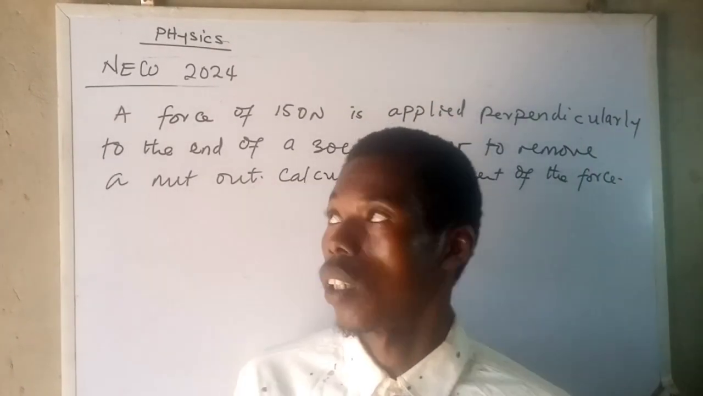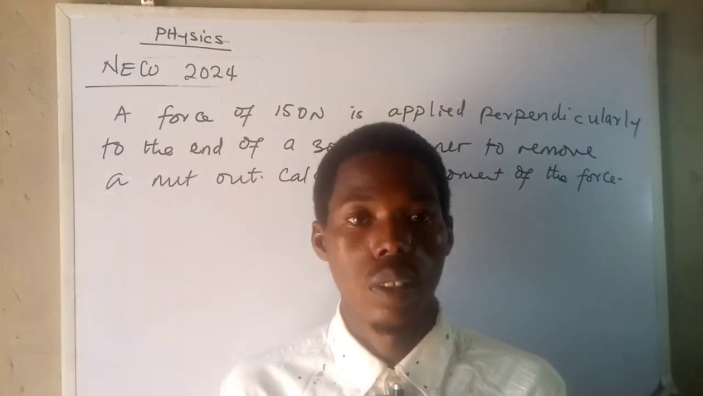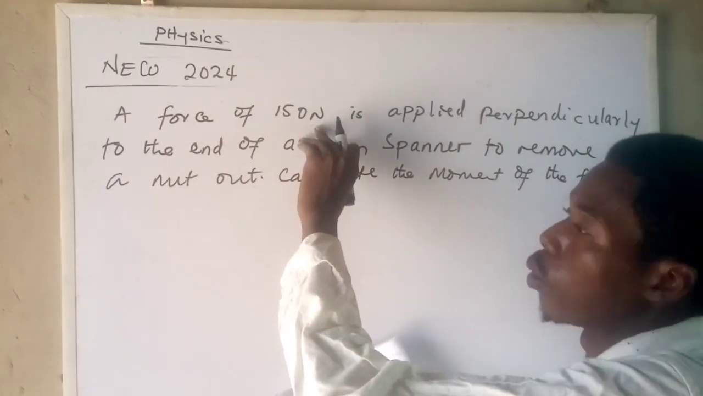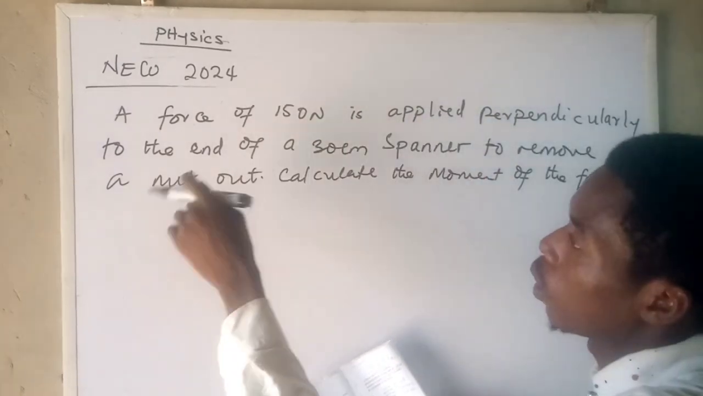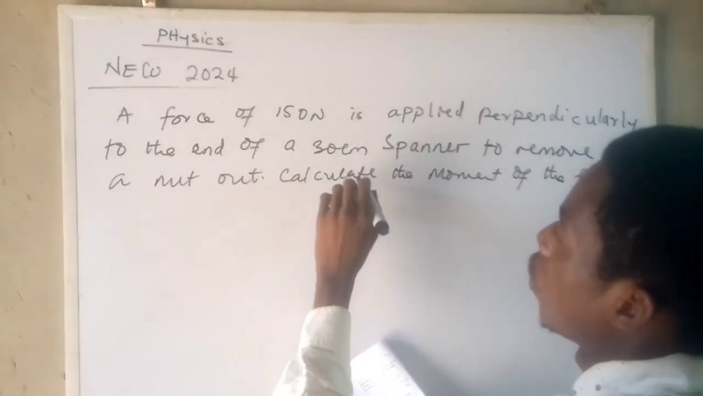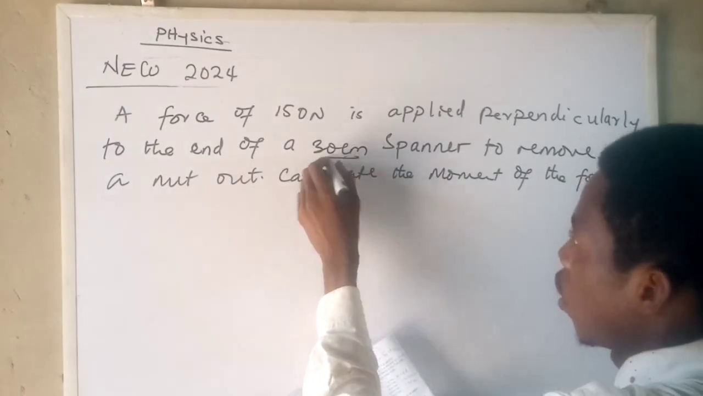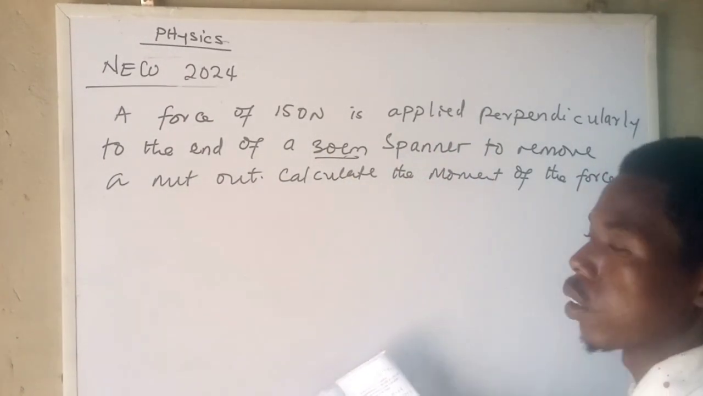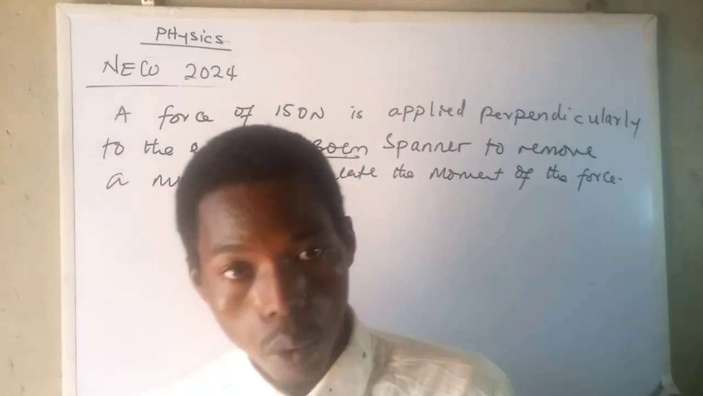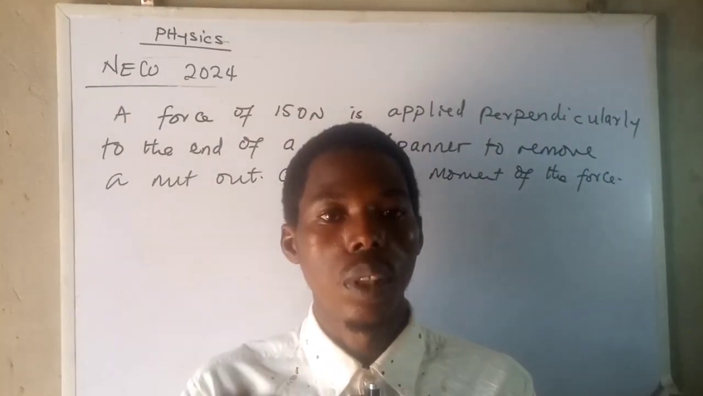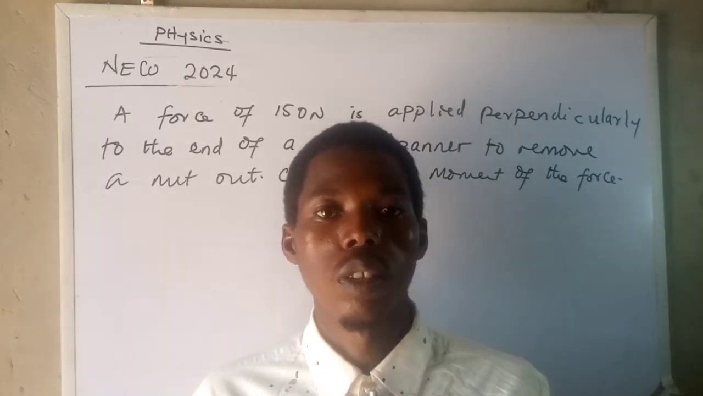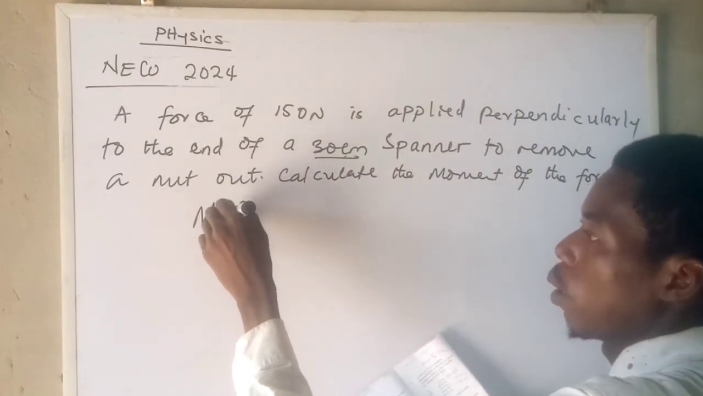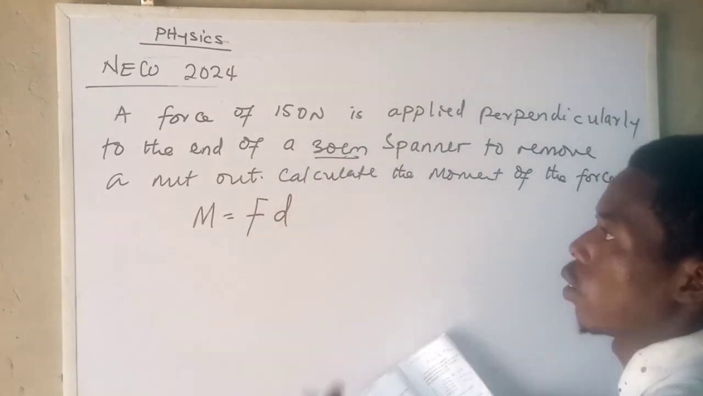Today we are going to answer NECO 2024 first question. So, a force of 150 Newton is applied perpendicularly to the end of a 30 centimeter spanner to remove a nut out. Calculate the moment of force. So, this question says we are going to calculate the moment of force, and the formula for calculating moment of force is this: M equals force times distance.